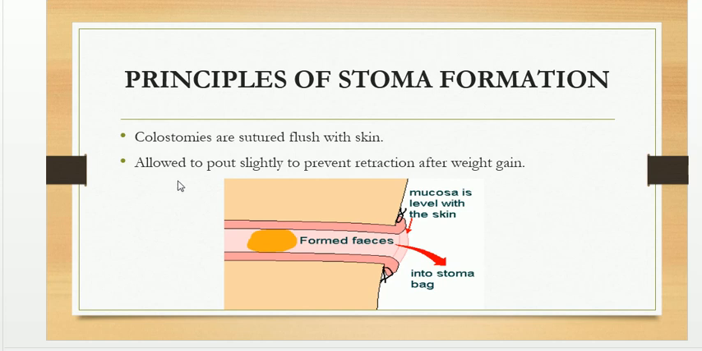They are allowed to spout slightly to prevent retraction after weight gain. So that means only slight elevation is required in colostomy as compared to ileostomy, so that if the patient gains weight afterwards, it does not retract.